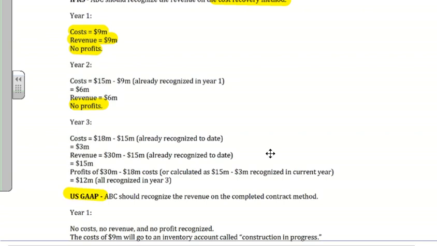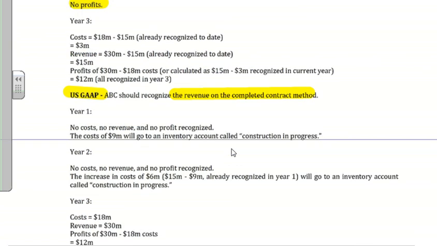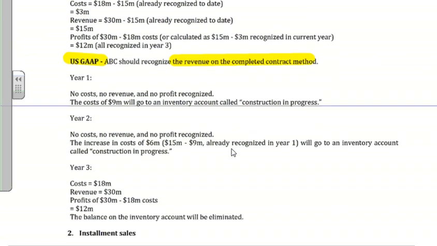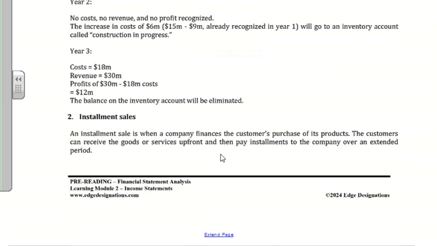Okay. Under US GAAP, we recognize revenue then on the completed contract method. So nothing in year 1, nothing in year 2, and then year 3, I recognize exactly what is to be recognized on that particular contract. Okay. We move to installment sales. Installment sales, when a company finances the customer's purchase of its products. And remember, with an installment sale, the customer receives the goods and services up front, takes ownership of them, but then has to make payments for them over the particular period of time, however long the installment sale is for.